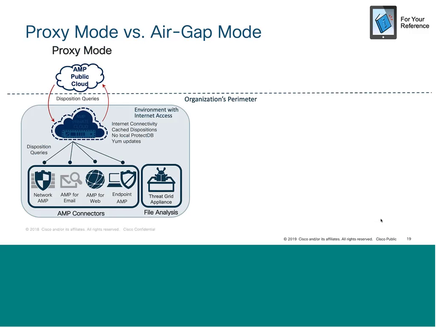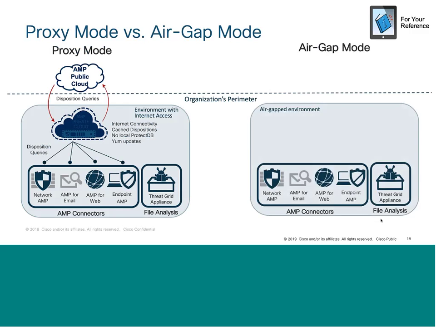Now all of those disposition queries are held in a local cache on the AMP private cloud, which means that duplicate disposition lookups will only hit that cache at the private cloud level and then bounce back down to the AMP connector on whichever product it is. Additionally, each of those products also has a local cache, so further queries for that same hash from that particular connector will only be looked up locally.